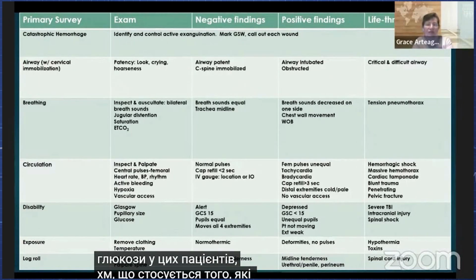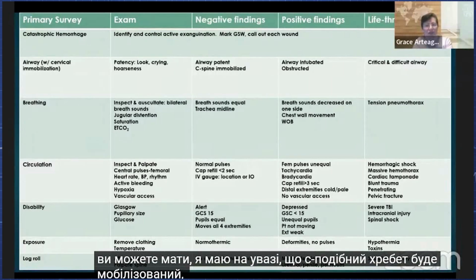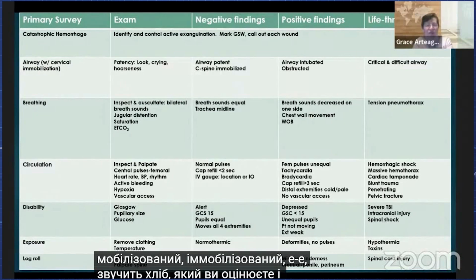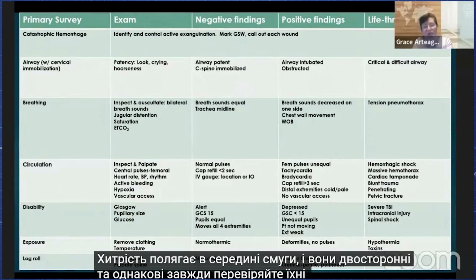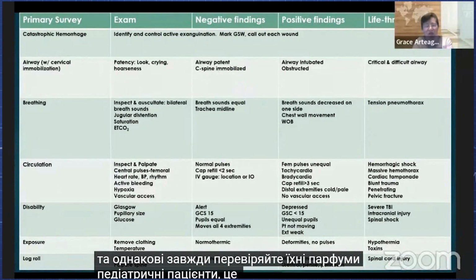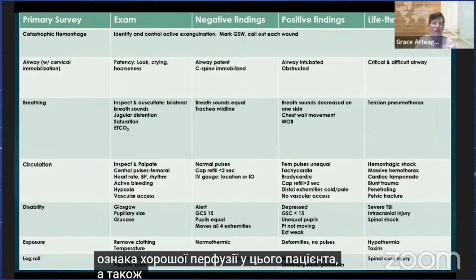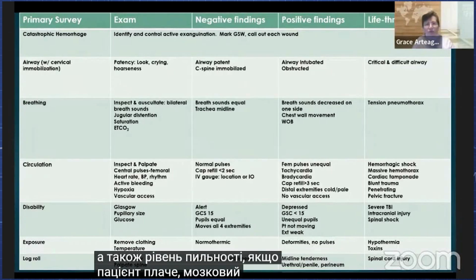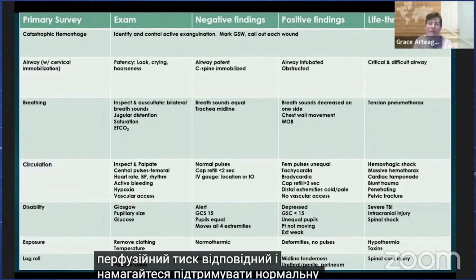Never forget to check for the glucose in these patients. As far as interventions, the C-spine will get immobilized. The breath sounds you assess, and make sure the trachea is midline and the breath sounds are bilateral and equal. Always check capillary refill in pediatric patients. It's a very good sign of good perfusion in that patient, as well as the level of alertness. If a patient is crying, the cerebral perfusion pressure is appropriate. And try to maintain normothermia.